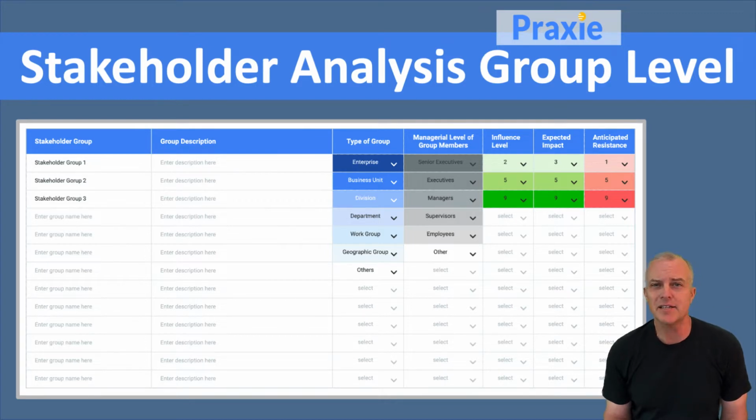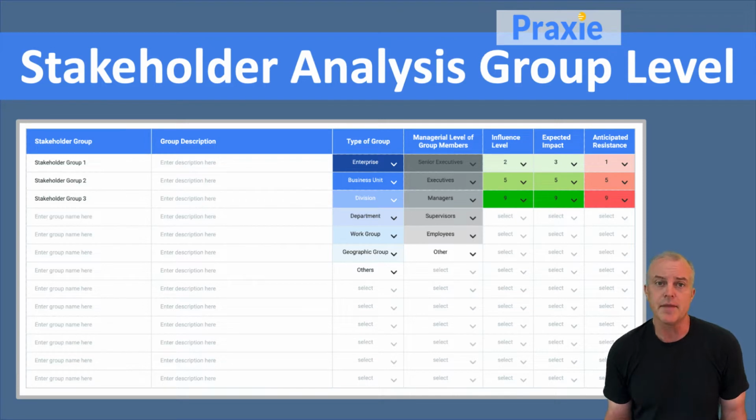We differentiate stakeholder analysis at the individual level versus the group level because it's important to understand, when you're leading a large-scale change initiative, or even a change initiative in a medium-sized or smaller company, that there are different groups involved that could have different subcultures and different challenges as well as opportunities to engage them. So that's why we want to do a stakeholder analysis at the group level.